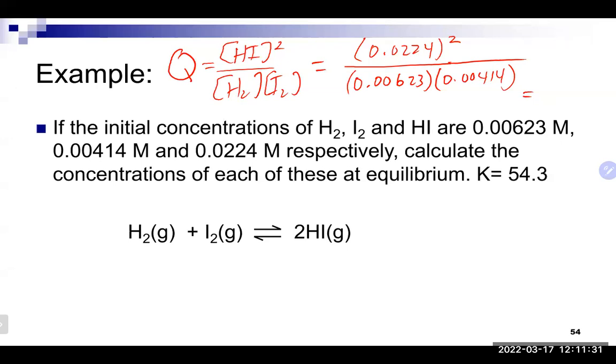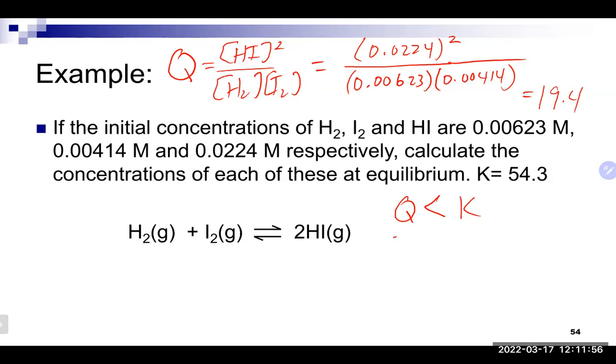That gives us a Q value here of 19.4 in this case, if I'm reading my calculator correctly there. That means in this case, Q is less than or greater than K? It is less than K, which tells us we're not at equilibrium, which is probably not a surprise. Otherwise, this wouldn't be much of a question. But more importantly, it tells us which way it needs to go to reach equilibrium.